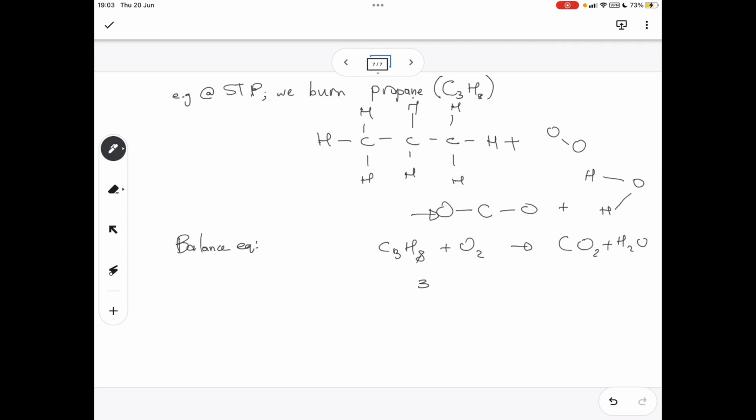And how do we balance it? On the left-hand side, we've got 3 carbon. So we must multiply wherever we see carbon by 3. But once we do that, how does it change the number of oxygens? So now we have 6 oxygens. We've got 2 oxygens on the left-hand side, but 6 on the right-hand side. Oh, by the way, these are all gases.